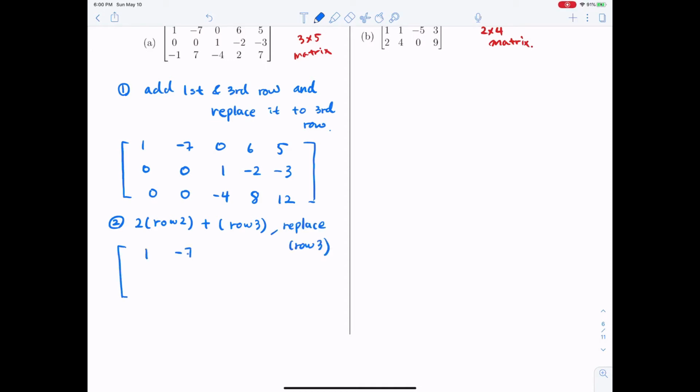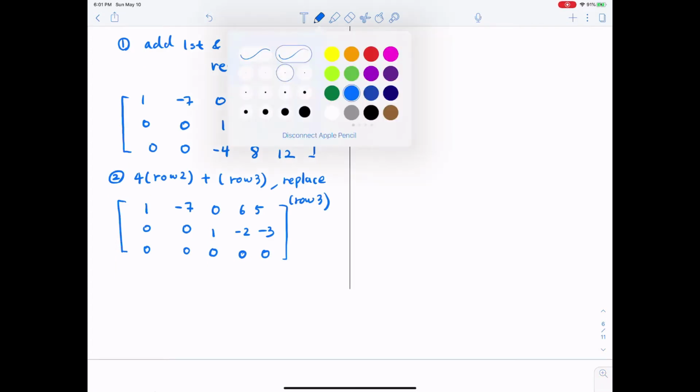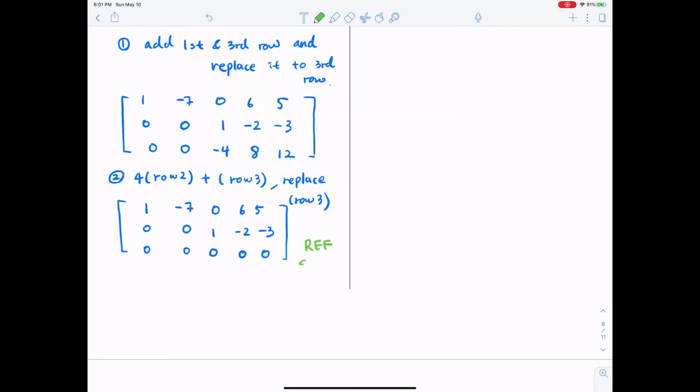Then this gives you 1, -7, 0, 6, and 5, then 0, 0, 1, -2, and -3, and 0, 0... Oops, we had to multiply by 4. Then this gives you 0, and this entry is again 0, and that one is again 0. And I guess this is REF, and this is also the RREF of the given matrix.